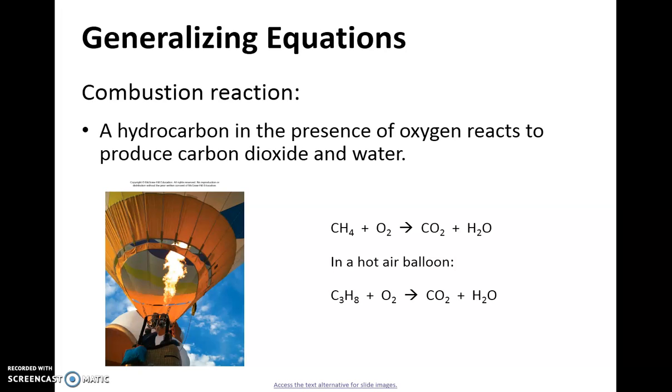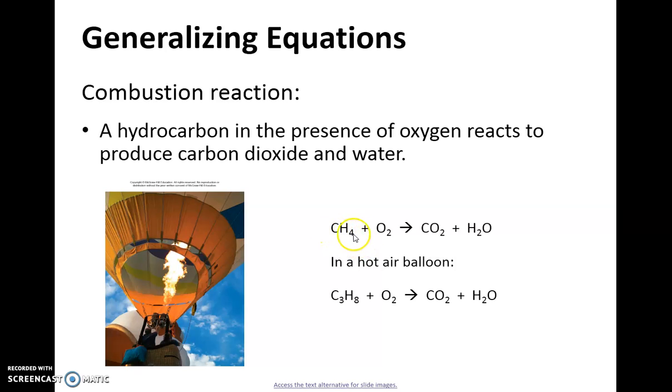So we hear this term combustion. Well, what does that really mean? Combustion means that we have a hydrocarbon, which is carbon and hydrogen, in the presence of oxygen, and that's going to react and produce carbon dioxide and water. So basically, you're burning a hydrocarbon fuel. Notice here we have methane, CH4. That would be the same thing that's in natural gas that burns, and it burns so cleanly.